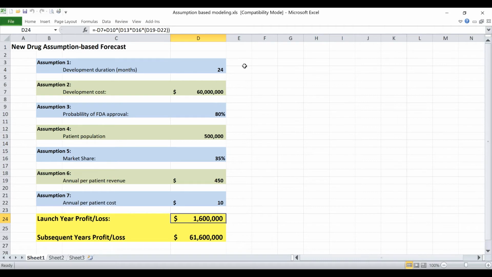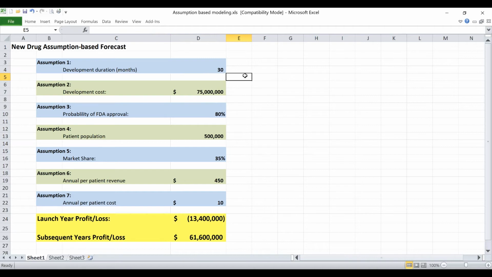And the cardinal rule with assumption-based modeling is you only change the assumptions. You never change the forecast directly. So we don't go around the table and say, well, we thought we'd make 61 million. How much do you think we're going to make now? No, what we do is we say, we thought this was going to take 24 months. Well, guess what? We've been at it now for almost, say, 8 or 9 months, and we're behind schedule. So I'm going to adjust that assumption. And rather than 24 months, I think 30 months is more realistic.